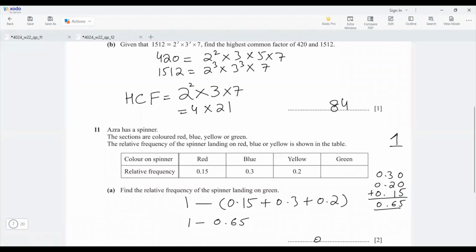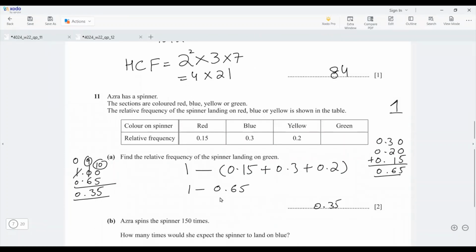So it results in 0.35. How can we subtract? 1 is basically 1.00. Write the decimal under the decimal, write down 6 and then 5. 0 is a smaller number, so we have to take carry 1 from here. So it's 10. 10 minus 5 is 5. So it becomes 9. 9 minus 6 is 3. So it has already become 0 because it has given that number to the right hand side numbers. So this is a relative frequency question. In part B, look at the question clearly. It's not asking about green.